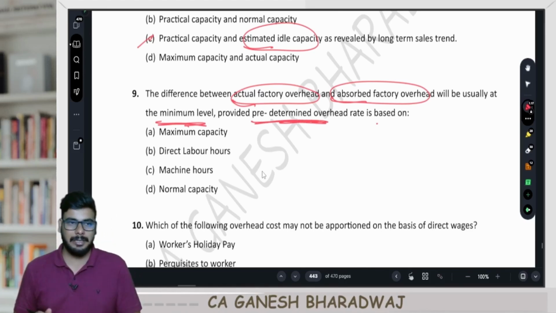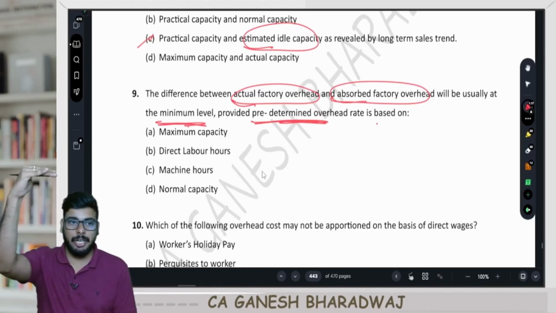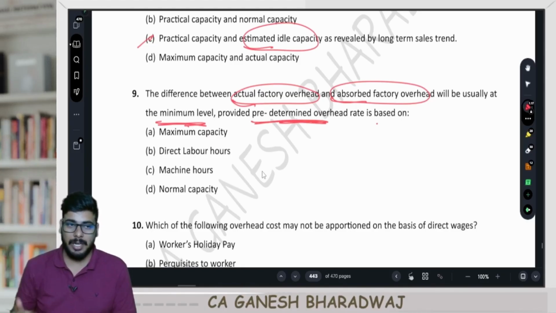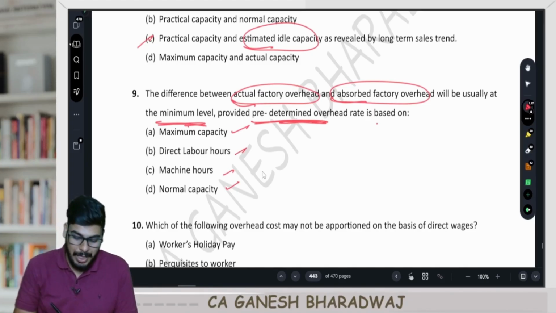Now you tell me, when you are calculating the predetermined rate, right? Predetermined rate is budgeted overheads divided by budgeted base quantity. That budgeted base quantity will be what? Maximum capacity or normal capacity or labor hours, machine hours, what will it be? It has to be normal capacity.